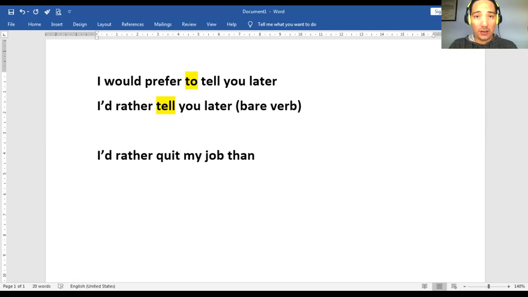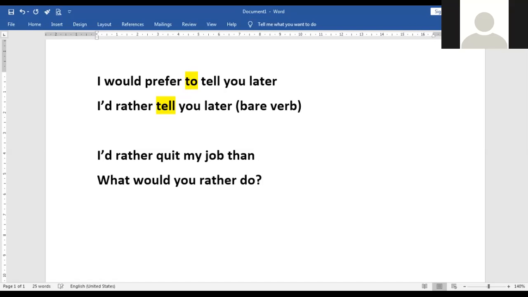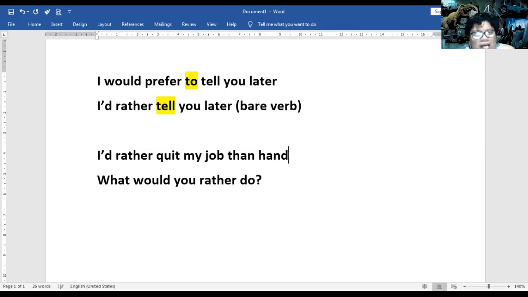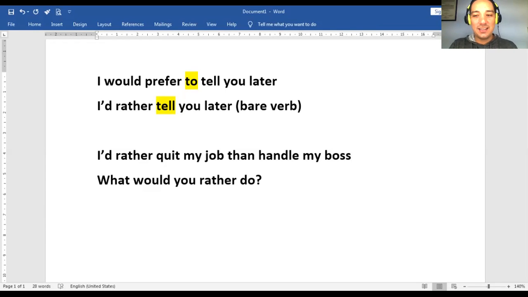Now, this can be used as a comparison of your preferences. What would you rather do? That's a question. Okay, we're gonna play something right now, okay? I'd rather quit my job than what? Complete the sentence. To handle my boss.